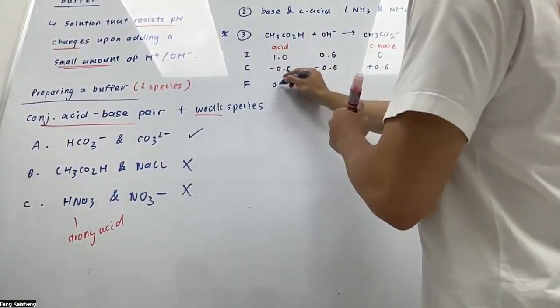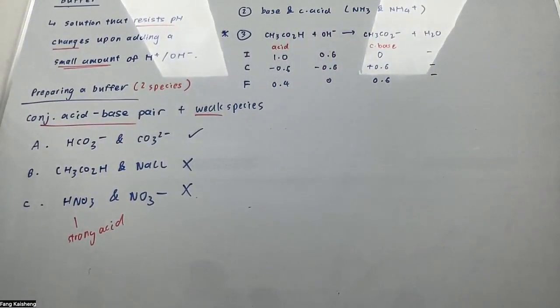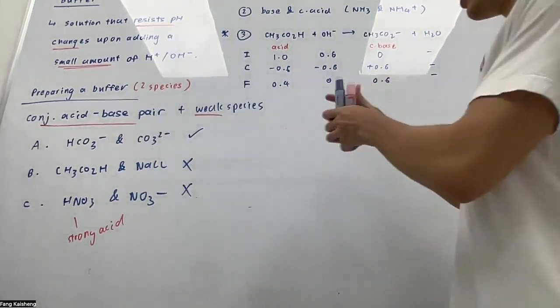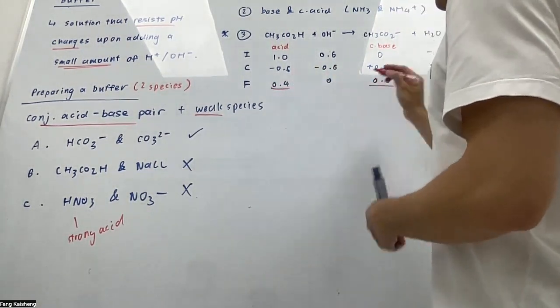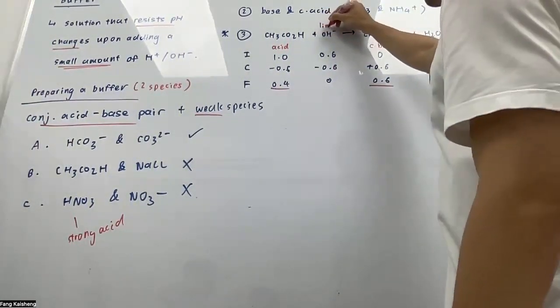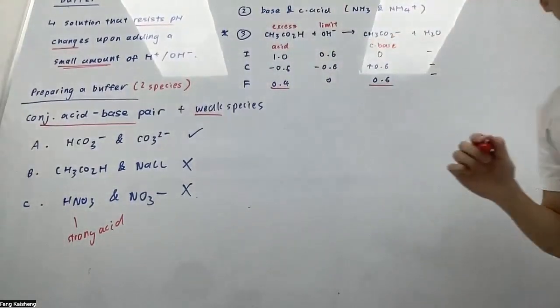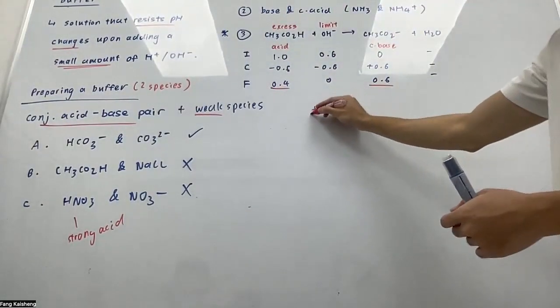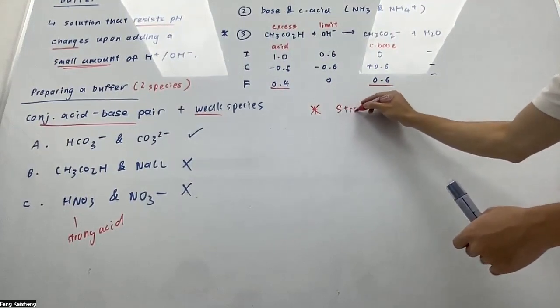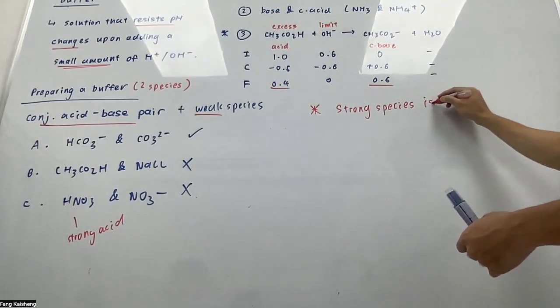Write this table down. So I have this remaining. Now take a look. Do I have a buffer after this reaction? Yes. So what am I trying to get at? In other words, your strong species must be limiting. Your weak acid must be in excess. So let's write this main idea down. The strong species, if we decide to add it, is limiting.